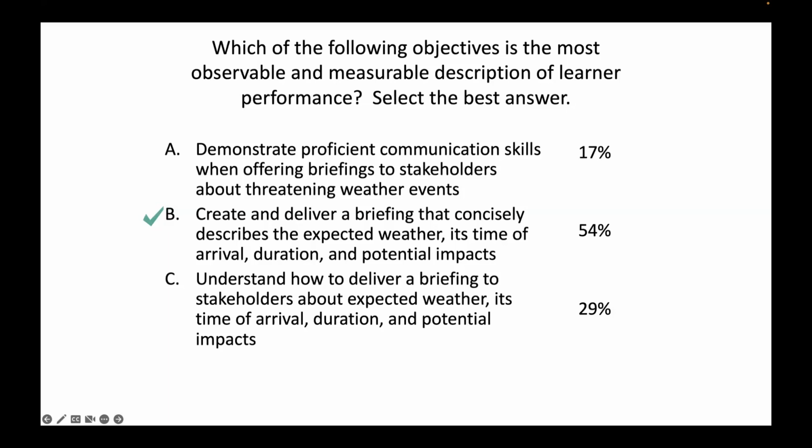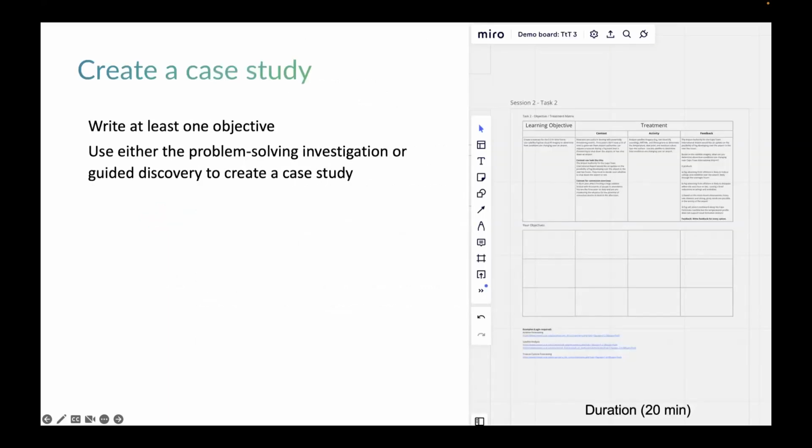Now, C is also very appealing. We would like our learners to understand how to deliver a briefing. How will they be able to show us their understanding? By creating and delivering a briefing that describes those weather elements. And so with this understanding of learning objectives, we're going to jump into our work period for today.